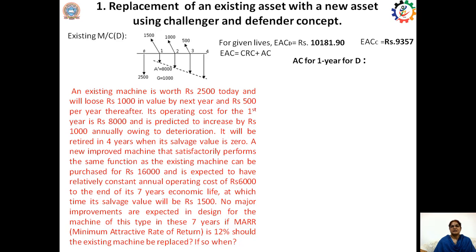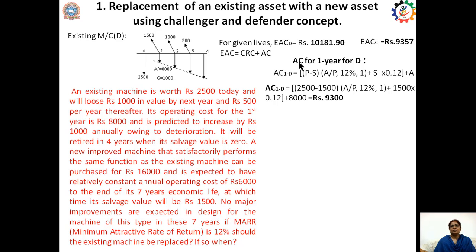Only the defender, AC for the first year. We use AC if it is only for 1 year; for more than 1 year we use the term EAC. So for 1 year for the defender, P has to be considered 1,500. Only this annual cost, which is 8,000, should be considered. So 9,300. Now you just compare whether 9,300 is more than the challenger's. No, it is less. So the defender should be kept for the first year.